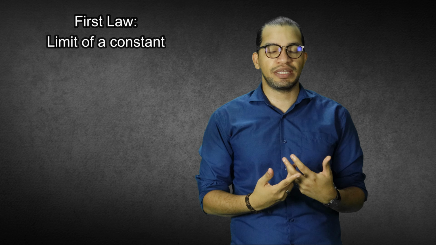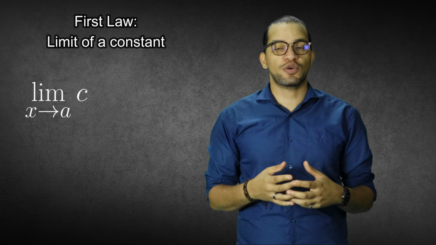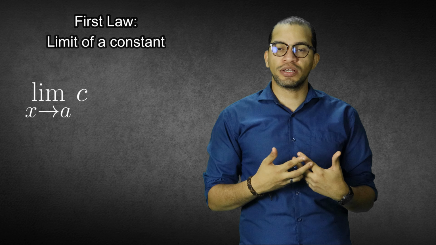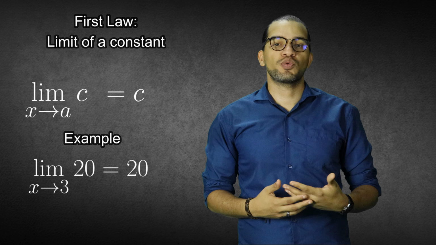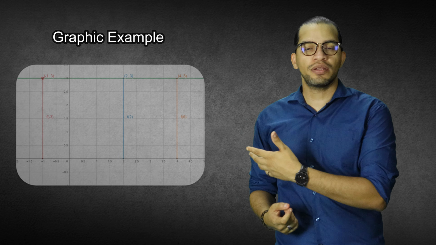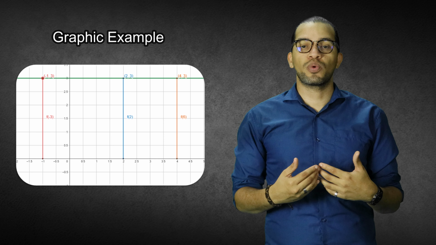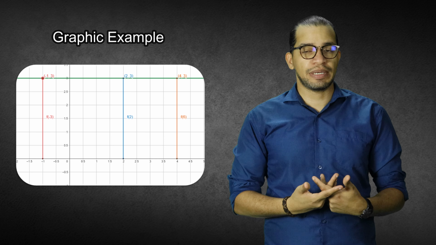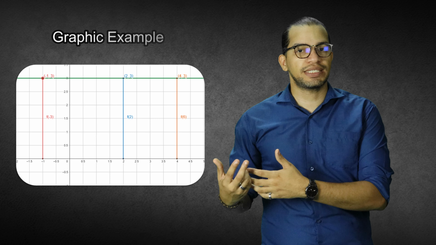The first law establishes that if we have the limit when x goes to some value for a function f of x equals c, where c is a constant, it's itself. In other words, the limit when x goes to a of c is equal to c. We can easily see this on this graph, that no matter the value that we go to in the limit, the limit of a constant is always itself.